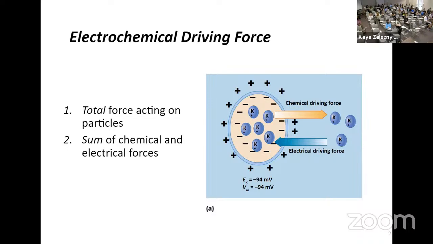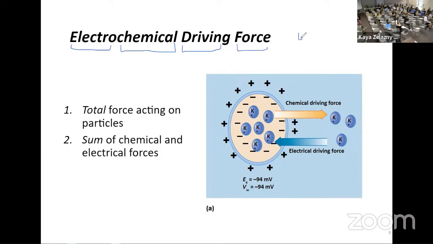So the total force on an ion will depend on both the chemical driving force and the electrical driving force. When we think about the full picture, we're thinking about the electrochemical, we just smashed the two words together, driving force. So that is our ECDF. That's all that is. We're going to sum together the chemical force with the electrical force to get this total electrochemical driving force.